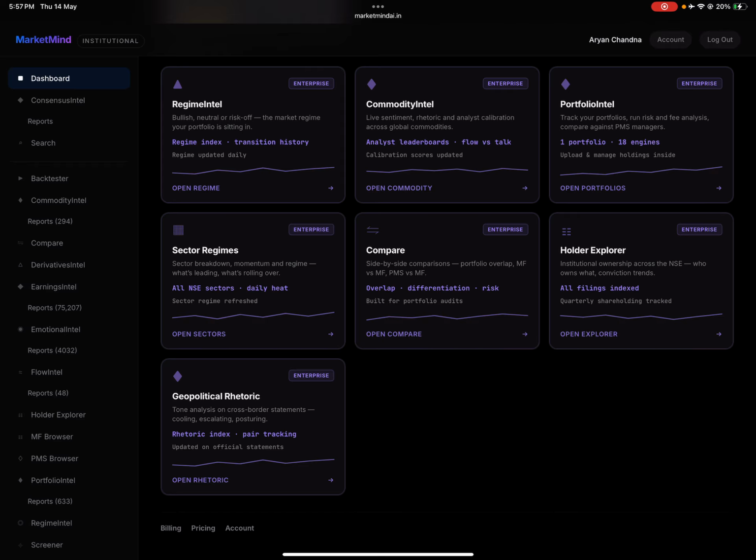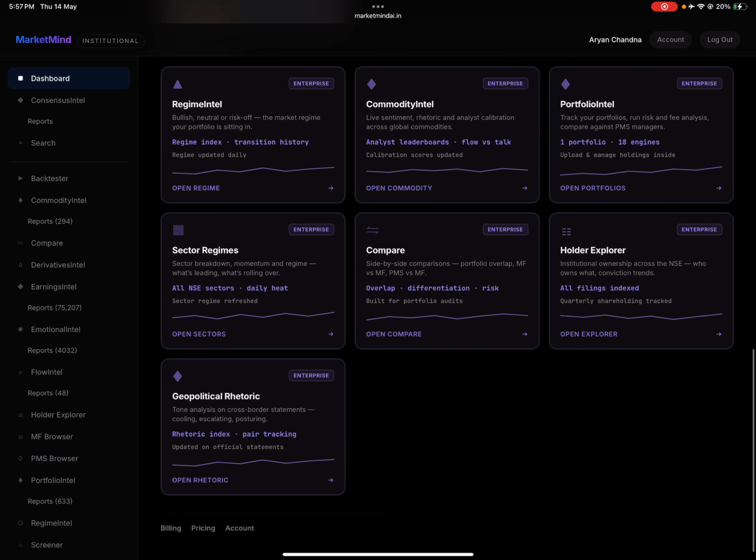Sector regimes, sort of in combination with regime intel, you're supposed to use it, shows you the sector breadth of quite niche sectors. I think we have around 50 sectors in total in it. The compare, of course, is partnered with Portfolio Intel. Holder Explorer, again part of that, although you could use it to find out the exact entries and exits of many different portfolio holders and funds, which really gives you a good idea of where professional money is positioning itself.